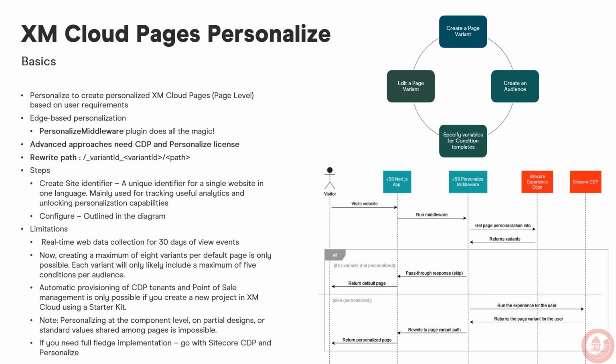At this point of time, you can do page level personalization, which means that if you want to personalize something, you need to have multiple variants of your pages with their own components. You can't do component based personalization. That is in the roadmap, but I don't know the timeline by when that will be launched.